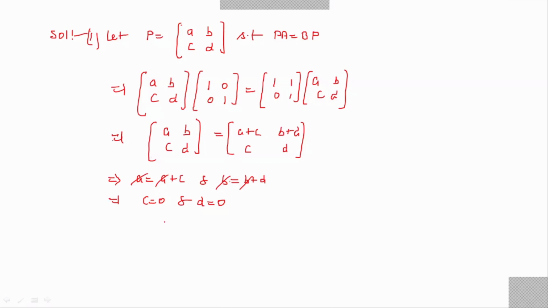A, B, C, D. Writing pad is not working properly on this laptop. So therefore, P is equal to A, B, C is 0, D is 0.